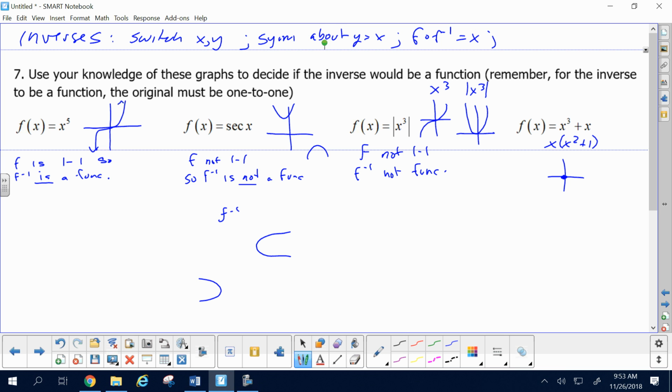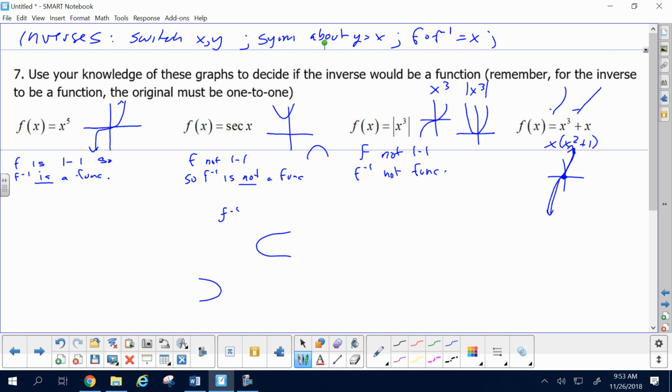X cubed looks like this, and x looks like this. And if you put those two together, it doesn't cause turning. It causes more growth here. This guy wants to grow positively, grow positively. When you put them together, it's going to grow positively just even faster. And this wants to go negative, go negative. It's going to go negative even faster. So it's going to look like a cube graph, just even steeper.